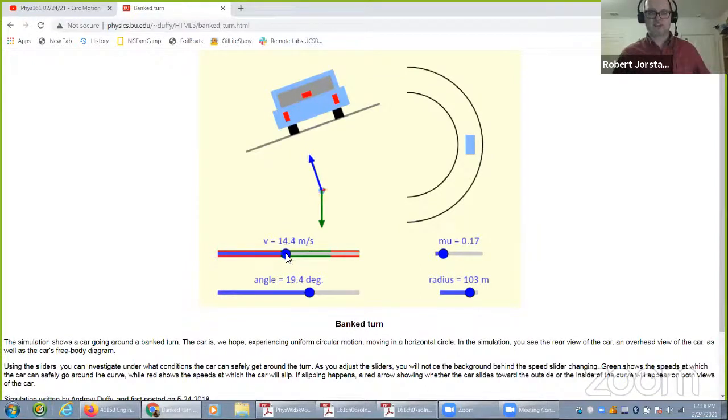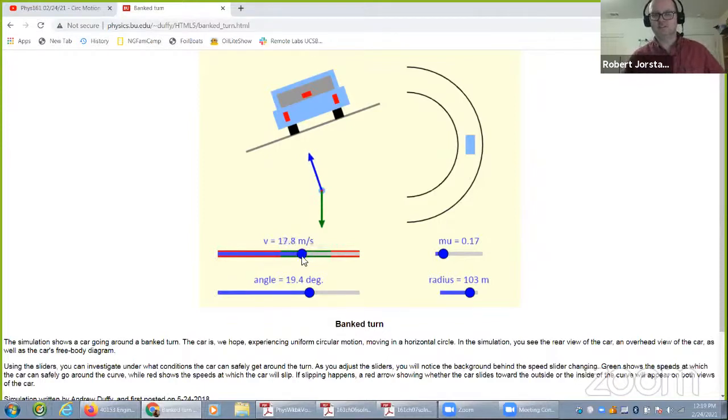The smallest I could figure out is about 13.4. So again, if you go slower than 13.4, you're going to slide to the inside and you will not be able to navigate the turn. So what we see in general is, depending on the coefficients of friction and the radius and the angles, there's a range of safe speeds.